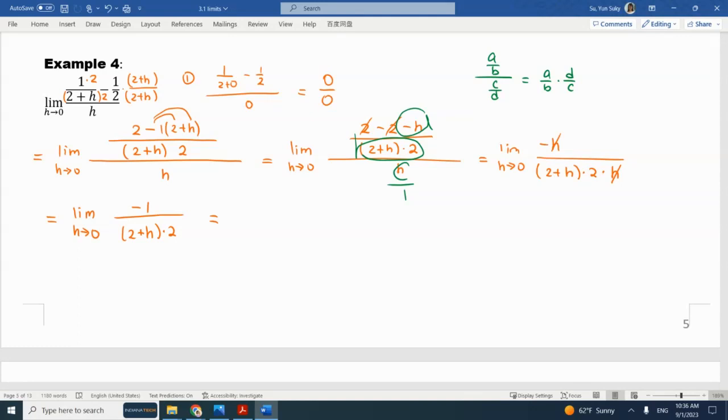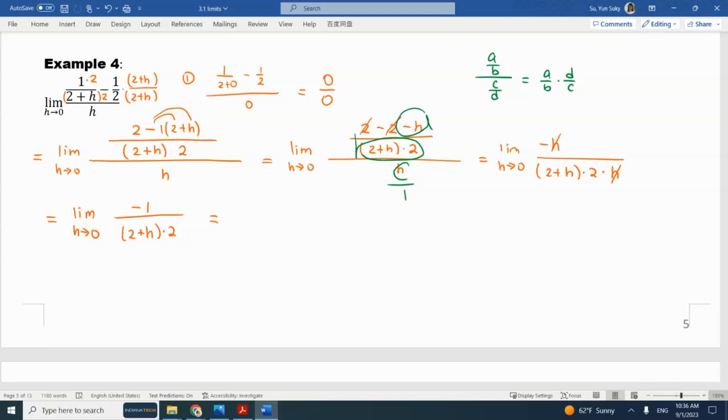Questions? Yeah, before you did that, why did you move the h downstairs? Because do you see the h is like the c? Oh, yeah. So you move the c downstairs. Okay. Because you don't want to have a fraction in a fraction. You want to simplify it, right? Otherwise, it's hard to see. You simplify it, and now you can see you can cancel the h.